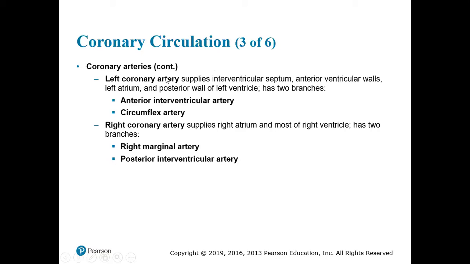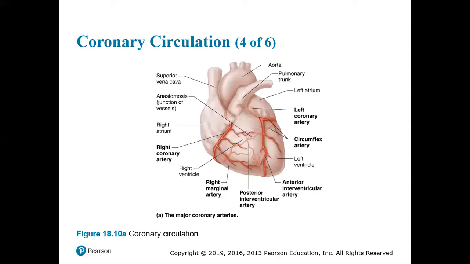I'm just going to focus on this part here and then this one here. The left coronary artery supplies the interventricular septum, anterior ventricular walls, left atrium, and posterior wall of the left ventricle. It's going to have two branches. But the right is going to be supplying the right atrium and most of the right ventricle. Again, what's similar about these two? Well, they do have two branches. So left and right both have these branches.